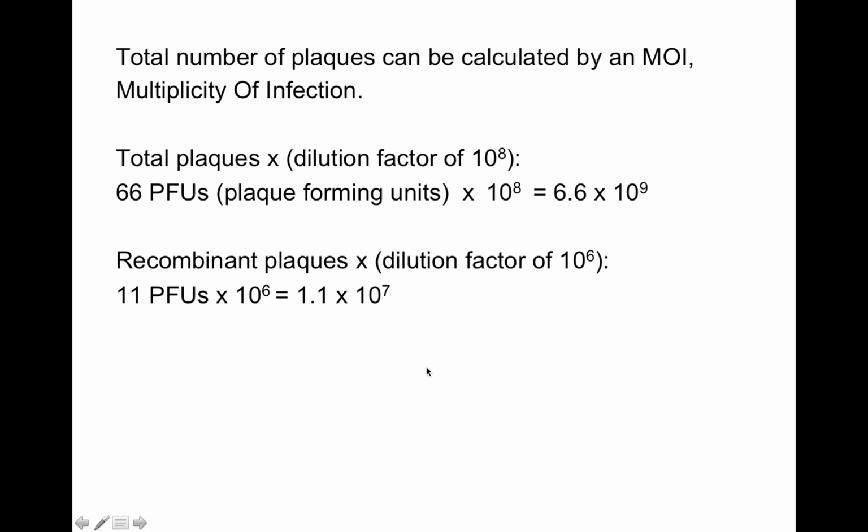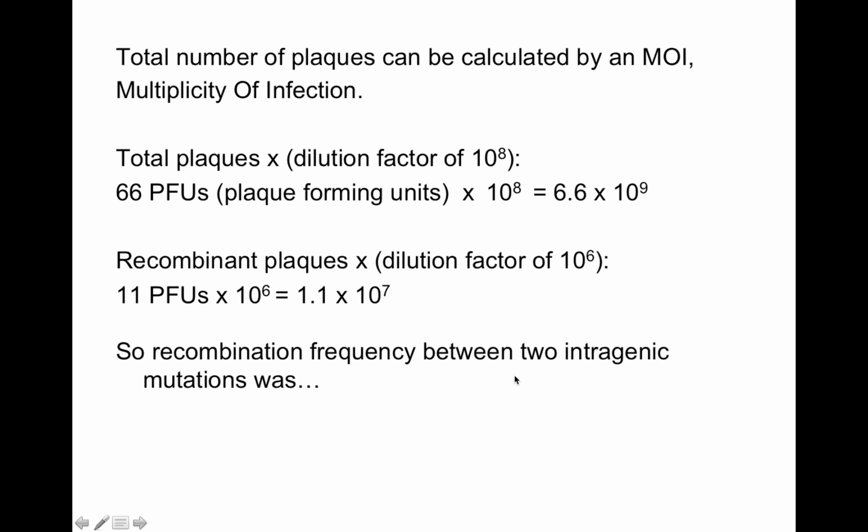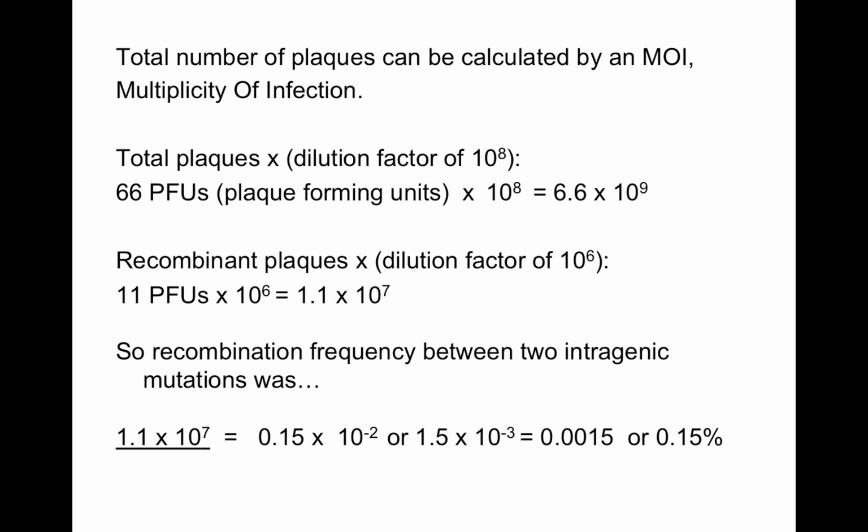So what was the recombination frequency? We take this and divide it by this, and we get a frequency. We have 1.1 times 10 to the 7th divided by 6.6 times 10 to the 9th. Okay, that gives a number of 0.15 times 10 to the minus 2, or 1.5 times 10 to the minus 3, which is this. Or if we multiply it by 100, it's 0.15%, a very low number, as we would expect for two mutations within the same gene.